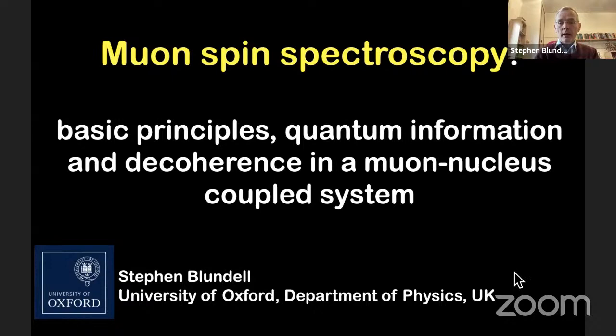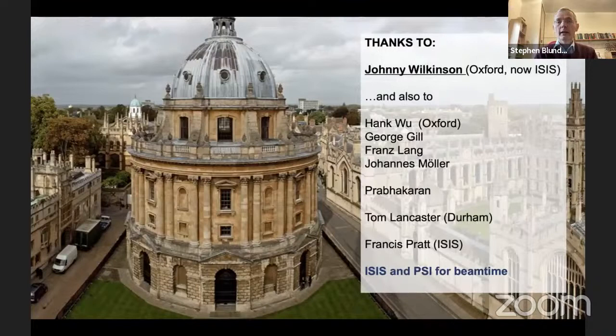I first of all should give thanks to various people who've contributed to this work. In fact, it should be a much longer list than this, although Tom Lancaster and Francis Pratt have been very long-standing colleagues and have contributed to a lot of this work. But I wanted to particularly thank Johnny Wilkinson, who on the decoherence work was the key person, a student at Oxford who's now working at the Rutherford Appleton Laboratory at the ISIS facility. This is a picture of Oxford, one of the old buildings, but this is not where we do the muon spin rotation experiments.